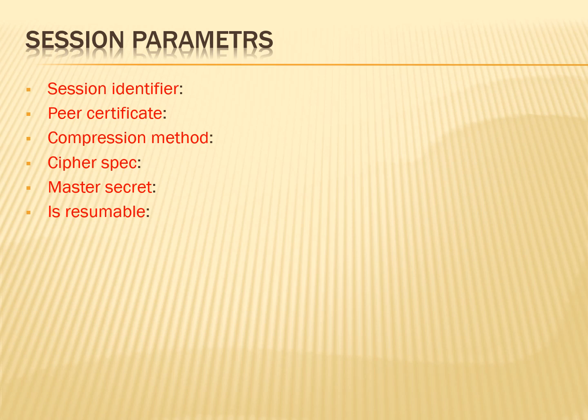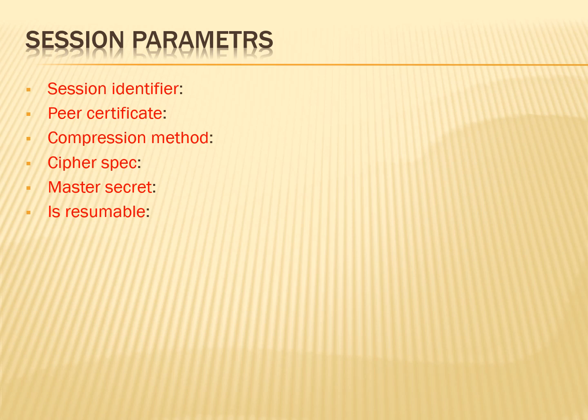One is called the session identifier. This is an arbitrary byte sequence chosen by the server to identify an active or resumable session state. Peer certificate. This is the X.509 version 3 certificate of the peer. This element of the state may be null. The next field is the compression method, the algorithm used to compress data prior to encryption.